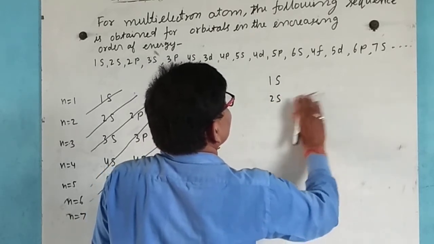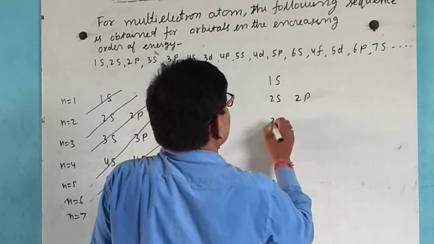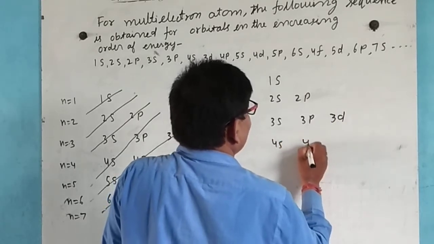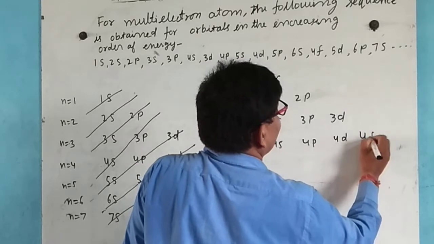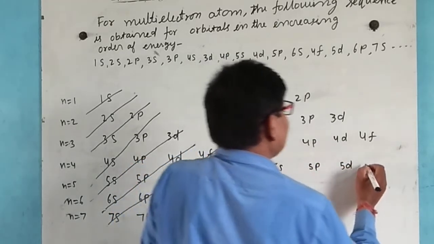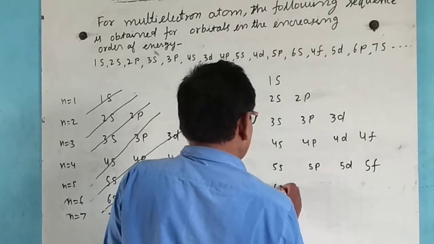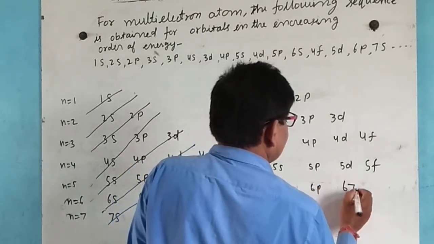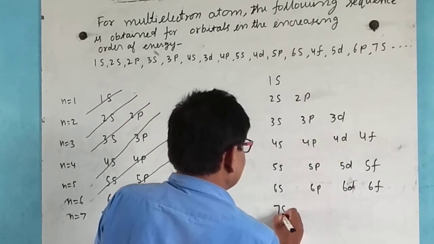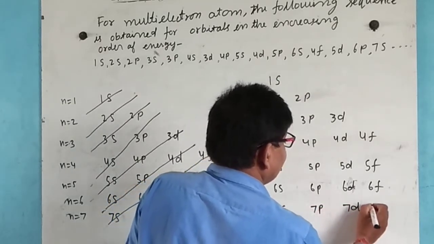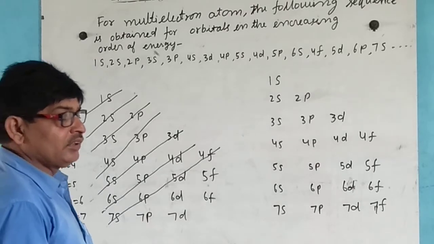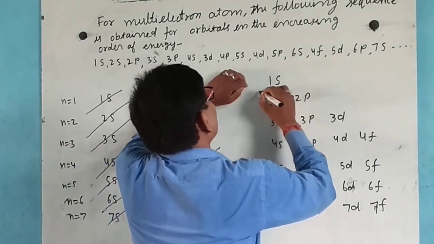Now this can also be written as 1s, 2s, 2p, 3s, 3p, 3d, 4s, 4p, 4d, 4f, 5s, 5p, 5d, 5f, 6s, 6p, 6d, 6f, 7s, 7p, 7d, 7f. s, p, d, f are the orbitals.